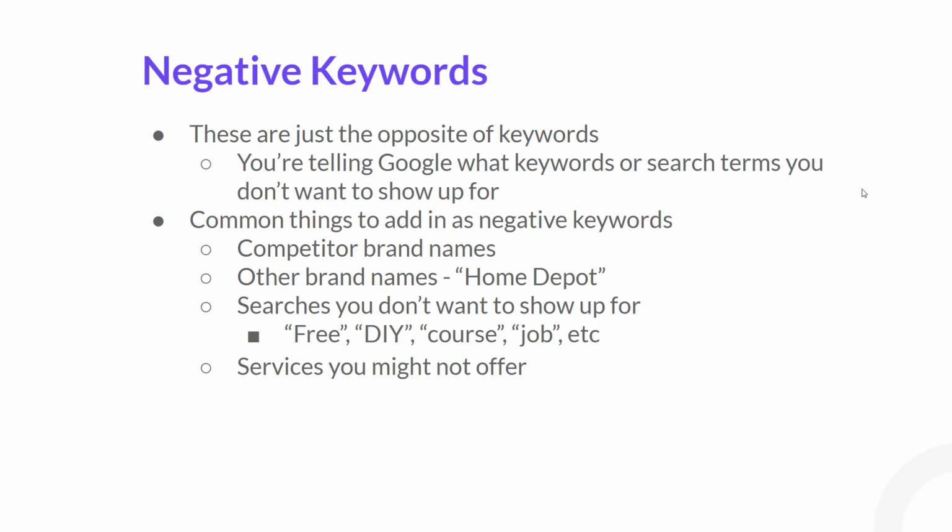But you're essentially telling Google what keywords or search terms you don't want to show up for. So some common things to add in are negative keywords. You want to add in your competitor brand names. Now, you can run campaigns targeting competitor search terms, but these need to be pretty well organized. Generally, if you're doing a more generic campaign, I'd avoid competitor brand names. Other bigger brand names, especially in the home improvement space, you want to avoid things like Home Depot, Lowe's, anything like that.